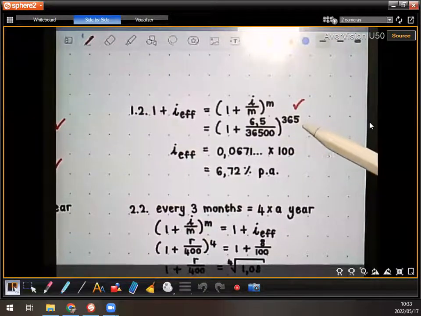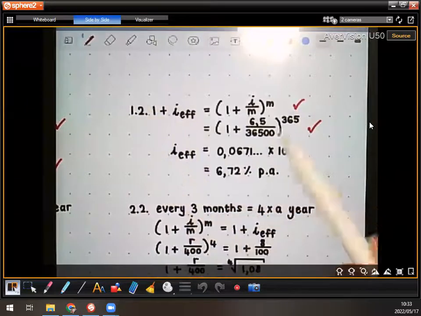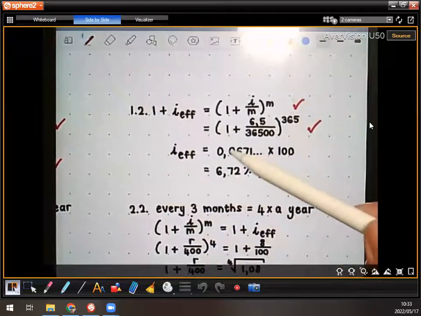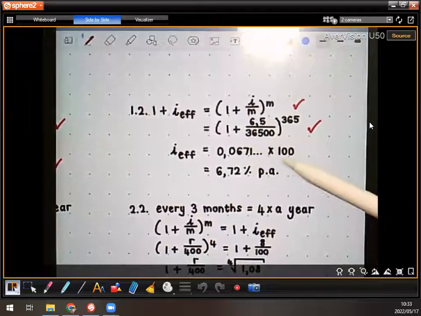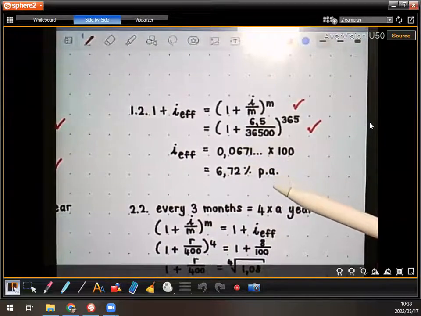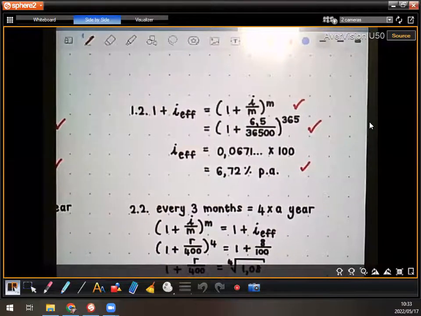And then again, 365 days in a year. So you put that as your exponent. You type that in and you have to minus 1, right? That's how I got to that 0.0671. But then you must times that by 100, so you get 6.72. Okay, so again, 3 marks for that. Okay, is that fine for question 1, right?